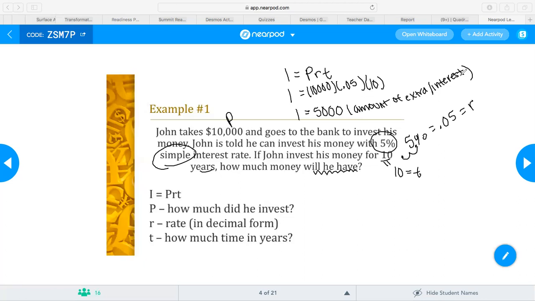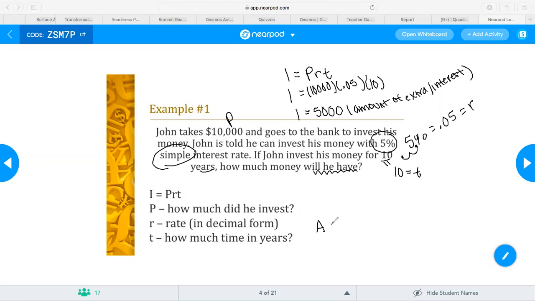Well, what if I asked you then, that's not the amount he has in total. How would I figure out the amount he has in total? If he originally invested 10,000 and it added on $5,000 after 10 years, what would I do with the 10,000 and the 5,000? Well, I want to know how much he has in total. You add it together, right? This is how much I started with. It added on $5,000 after 10 years. So in total, I would have $15,000.